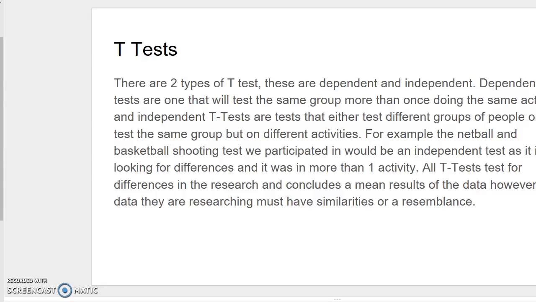All t-tests test for differences in the research and conclude the mean result of the data. However, the data they are researching must have some similarities or resemblance.